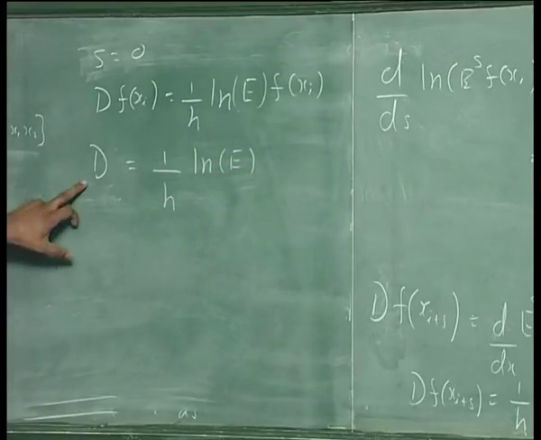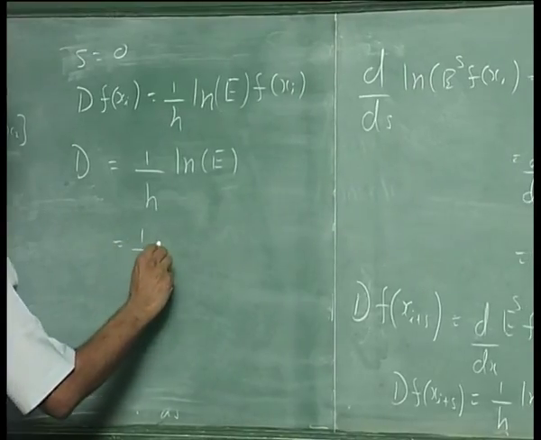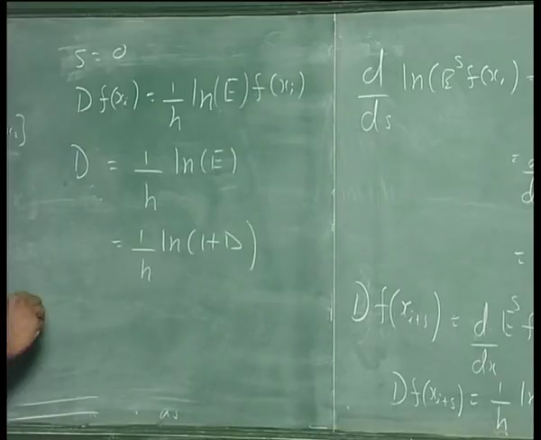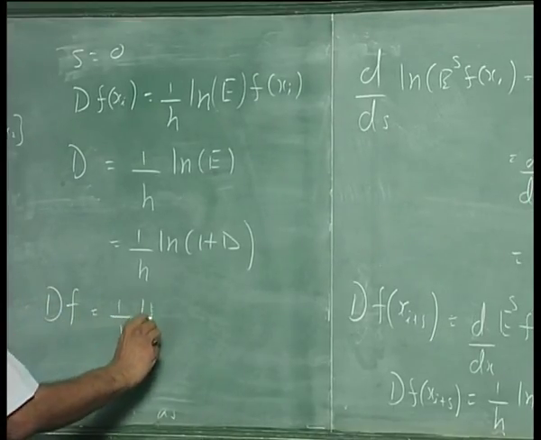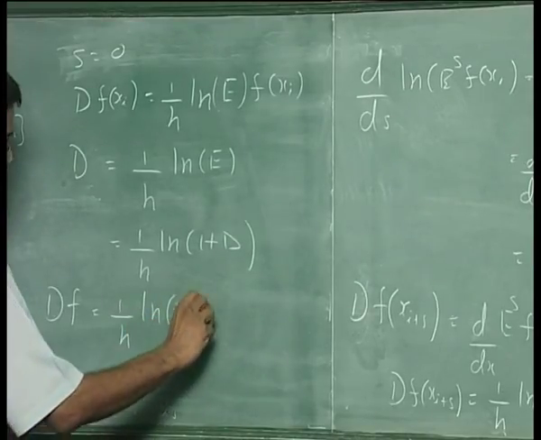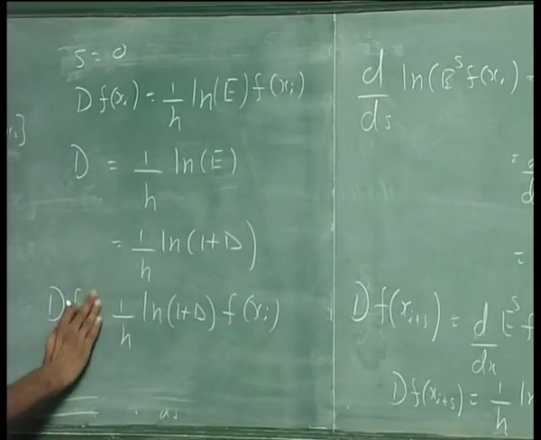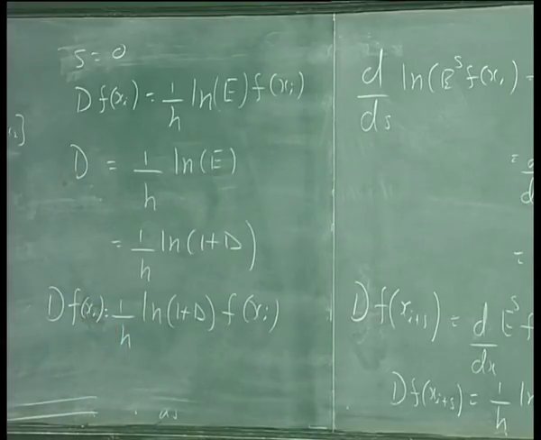That is what the D operator is. And we know E is 1 plus delta, so I can write it as 1 over h times log of 1 plus delta. So D acting on any function is 1 over h times log of 1 plus delta acting on that function at any value x_i. So that is the point which we want to write.